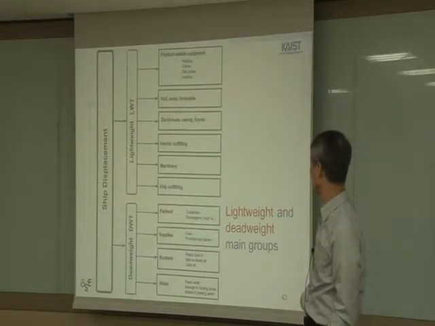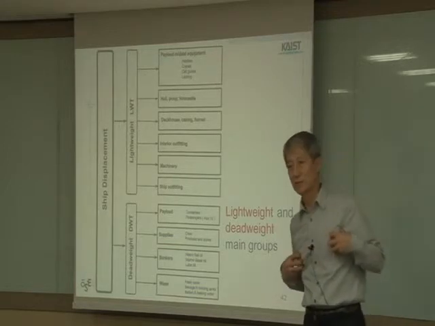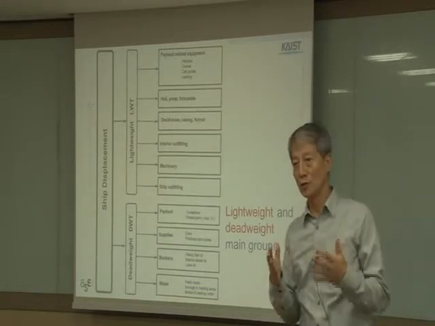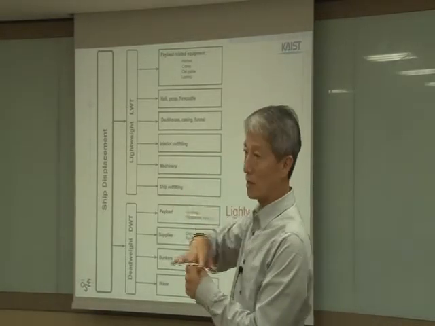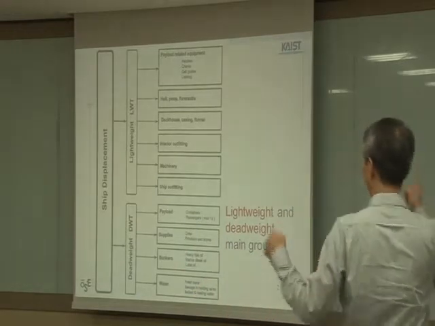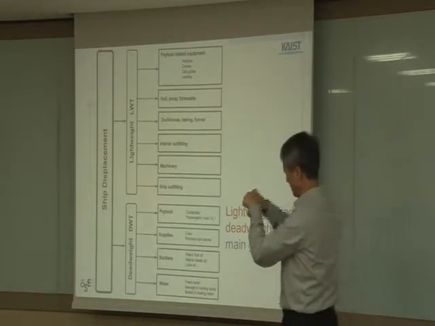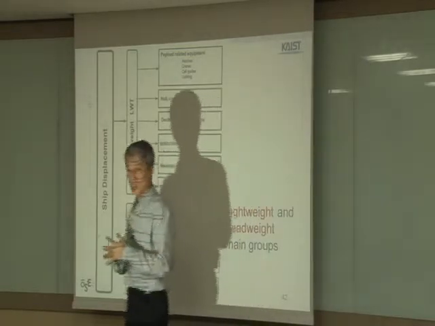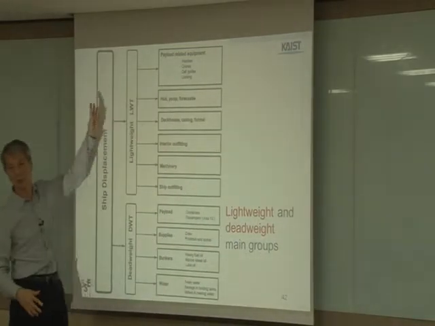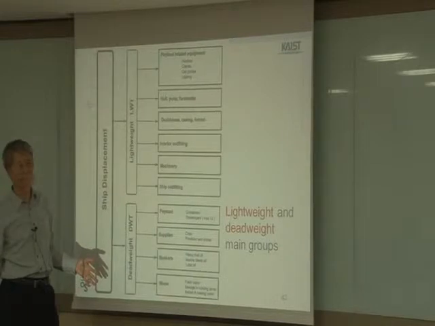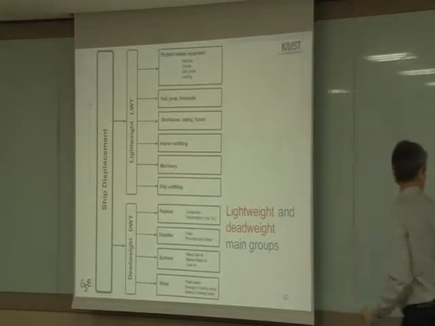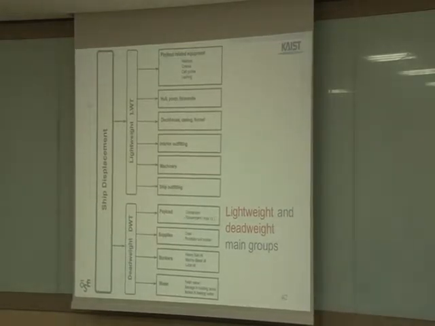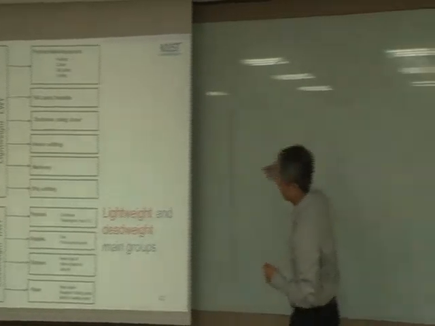Lightweight and deadweight are the main groups. Lightweight is the ship itself. When a ship is delivered, a new ship, it's lightweight. Then deadweight is the cargo weight. So we can sum them together to make the whole displacement. We call it displacement. There are some more fine details, but you can say that. So this is the whole displacement.